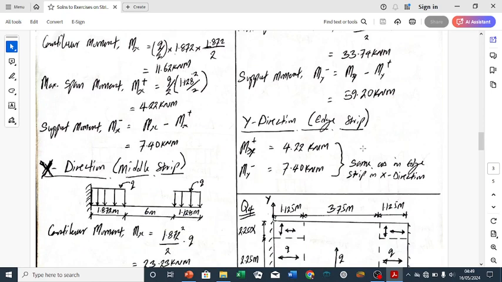And so if you go to the edge strip in the Y direction, it will be the same as the edge strip in the X direction. In that case, you have our span moment to be 4.72 and the support moment to be 7.42 kilonewton meter, the same as the edge strip in the Y direction. So that is the solution to our exercise 3.